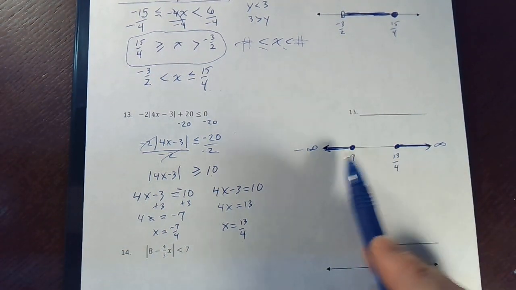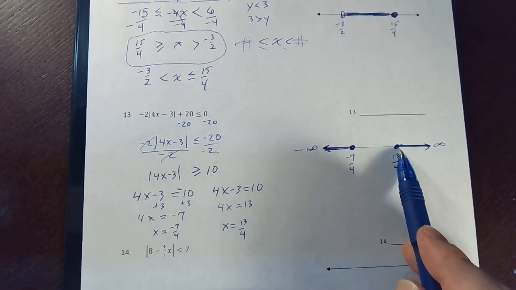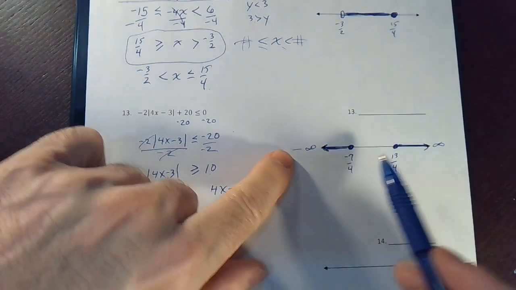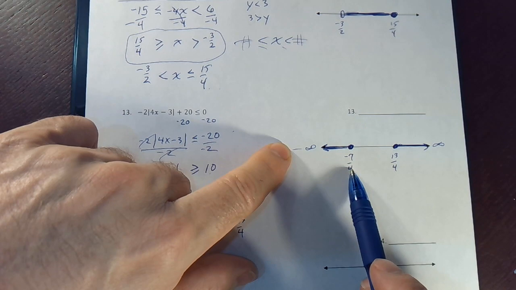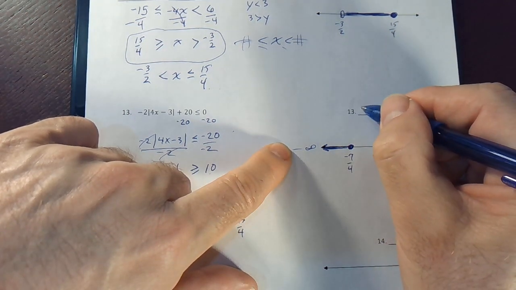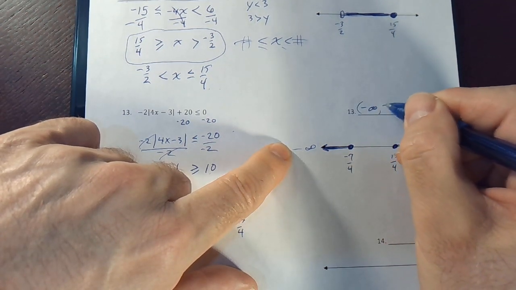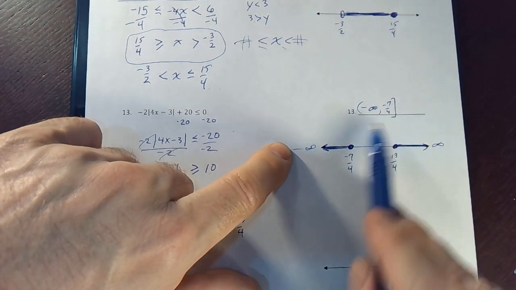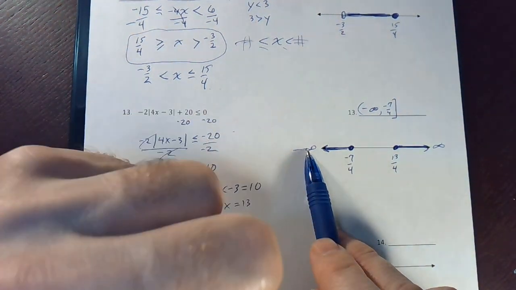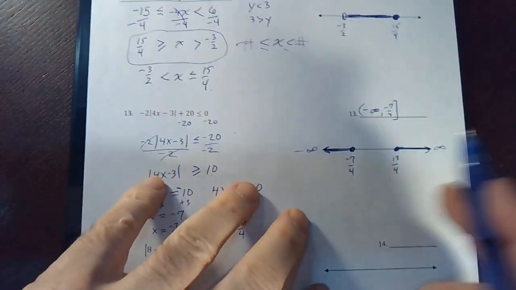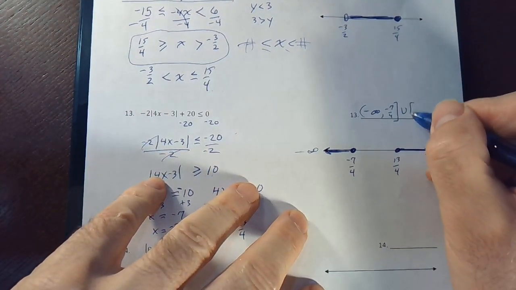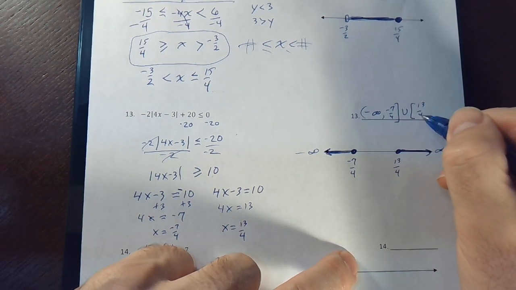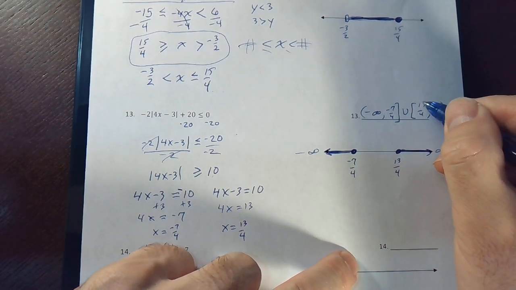Let's write this as an interval, which anytime there are 2 intervals, you always need a union. So the first interval is going to be negative infinity to negative 7 over 4, with a square bracket on the negative 7 over 4. You never put a square bracket on the infinity or negative infinity. And then we'll say union with another square bracket, 13 over 4, comma, infinity.